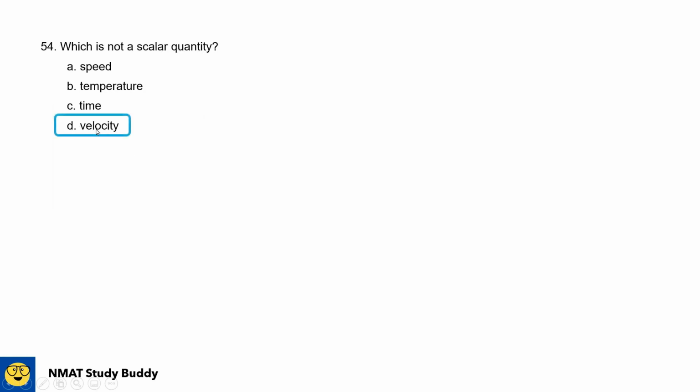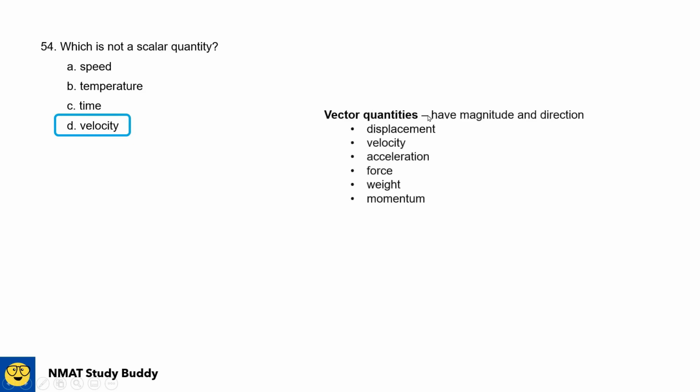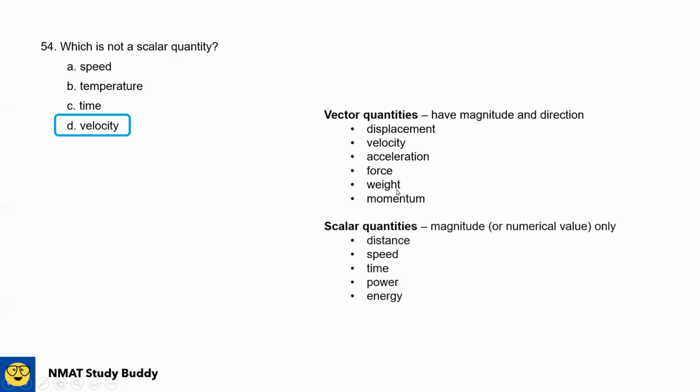The correct answer here is letter D, velocity. Yung velocity kasi is vector quantity, not scalar. Pag sinabing vector quantity, those quantities have magnitude and direction at the same time. So example nun yung displacement, velocity, acceleration, force, weight, and momentum. Pag sinabing scalar, magnitude lang yung meron or yung numerical value lang yung meron. So for example, distance, speed, time, power, and energy.